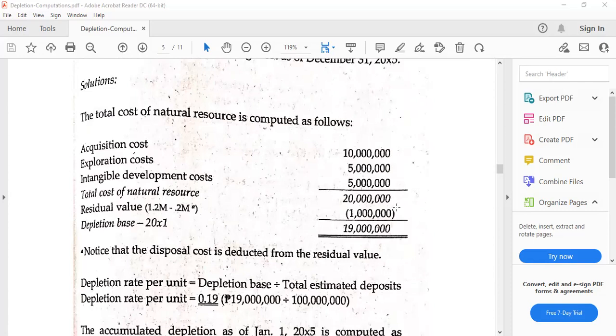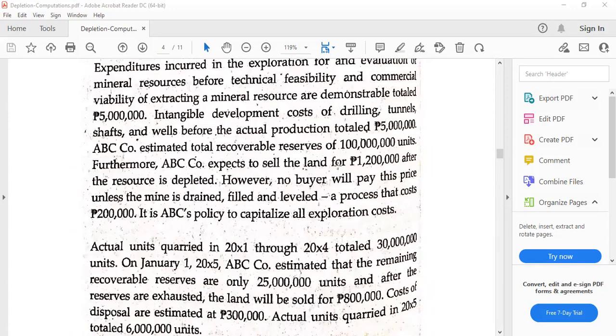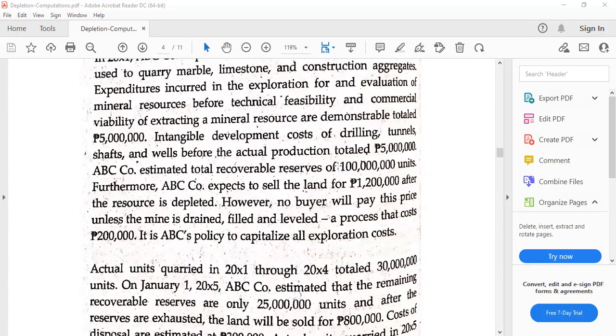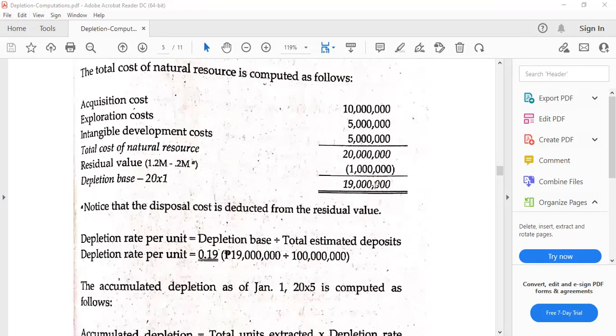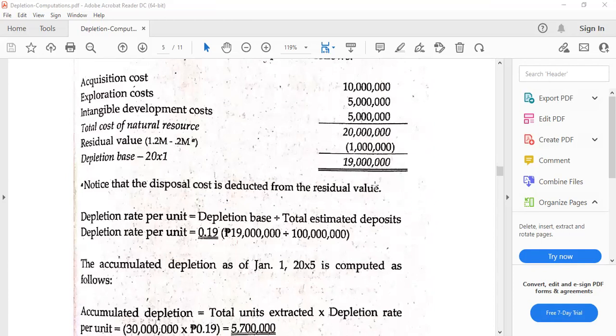And so the depletable amount or the depletion base will be 19 million pesos, to be divided by the total estimated deposits, as explained here in the first paragraph, of 100 million units. That would be equivalent to 0.19. So that would be the depletion rate per unit.